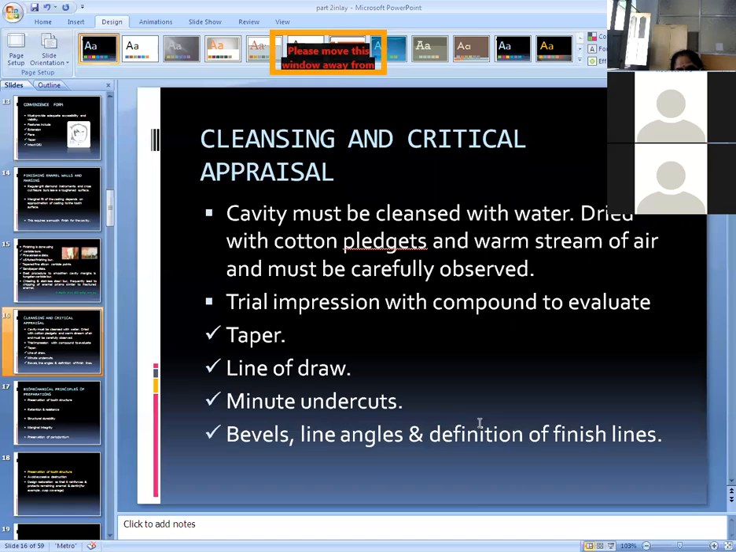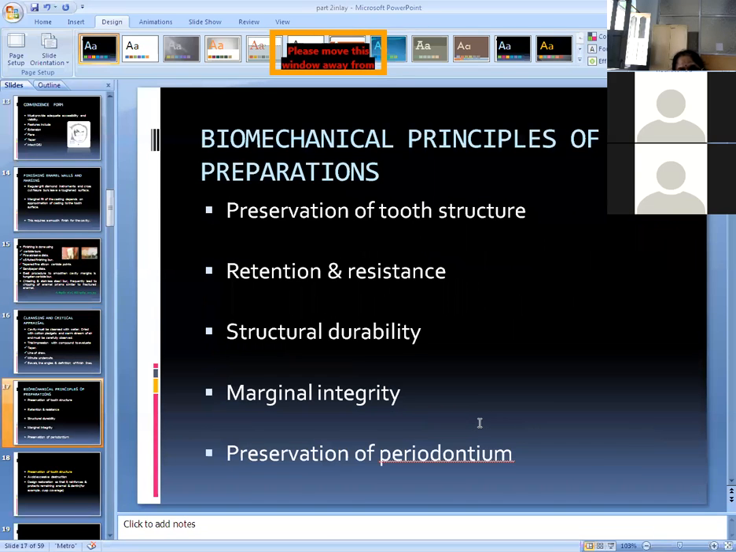And what you will be evaluating after taking that impression compound or GP stick, you will check the taper, you will see is there any undercut, what is the line of draw, and whether the bevels and line angles are defined or not. Finish lines and bevels are very important because they will be covering your restoration. The flushing of the restoration will be there with the cavity. So that is also important.